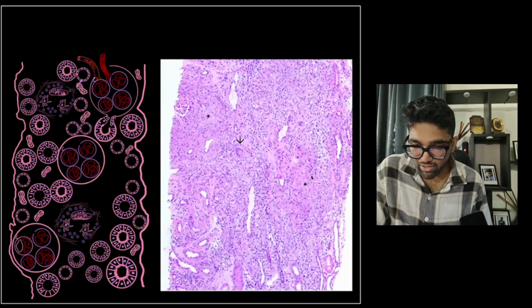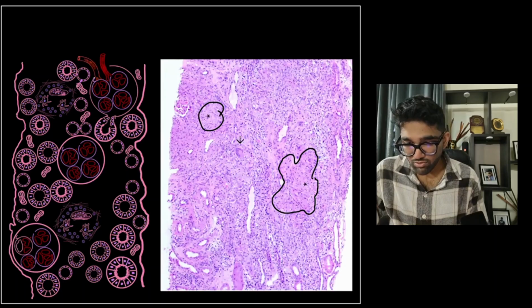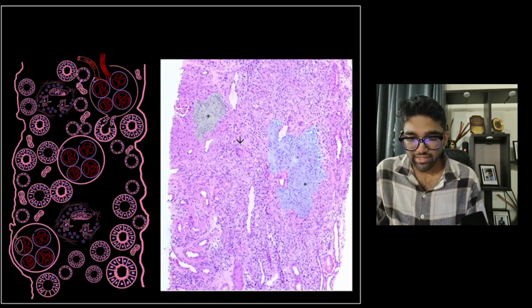There's similarly a granuloma that is formed here. It's relatively loosely formed. Here there is another granuloma. So this is what we call granulomatous interstitial nephritis. And yes, that's a giant cell.